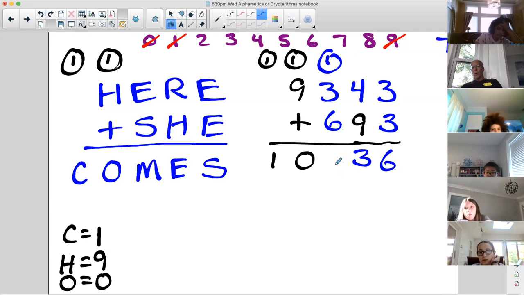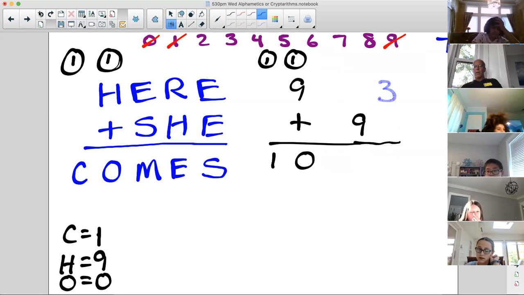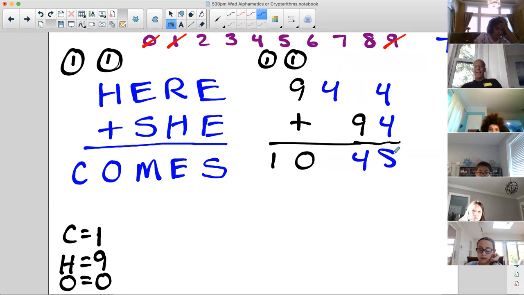Uh-oh, what's the problem there, guys? You get a 0. M would be 0, which is a violation. So what's the next number we should try? 4. Okay, I'm going to try 4. And therefore, S is 8. What would R have to be, everybody? On 3. 1, 2, 3. 5. Carry the 1.